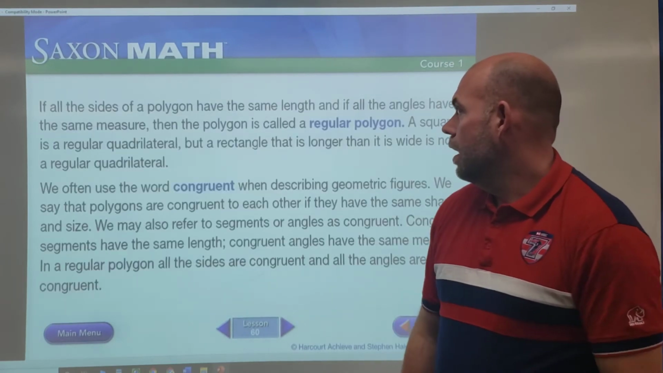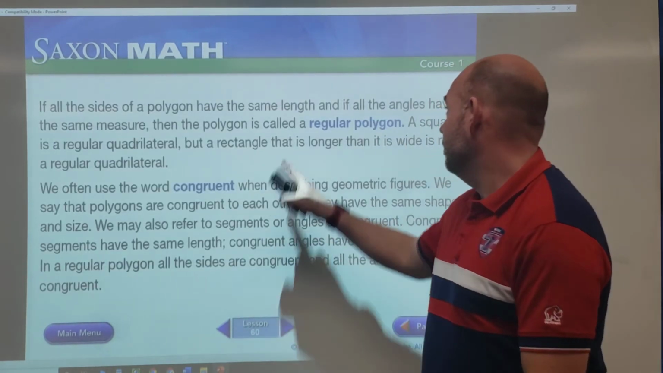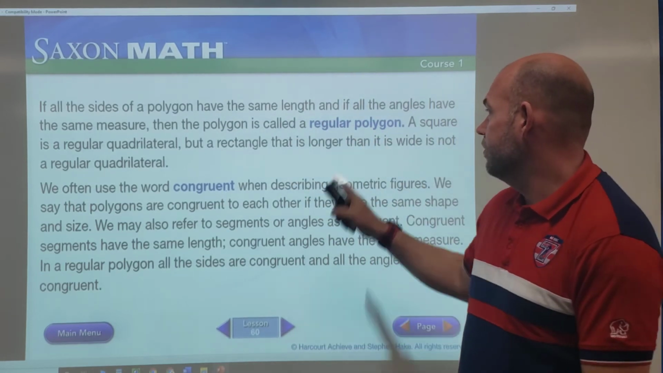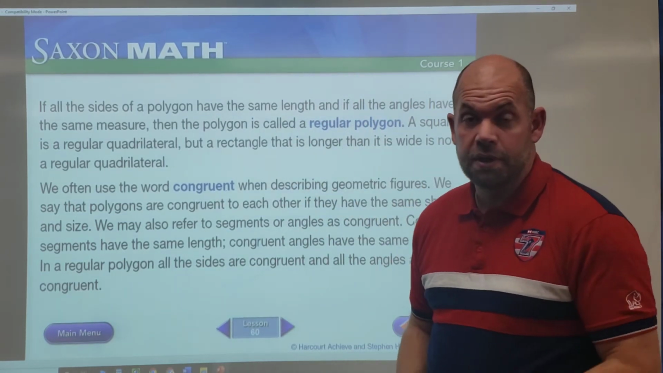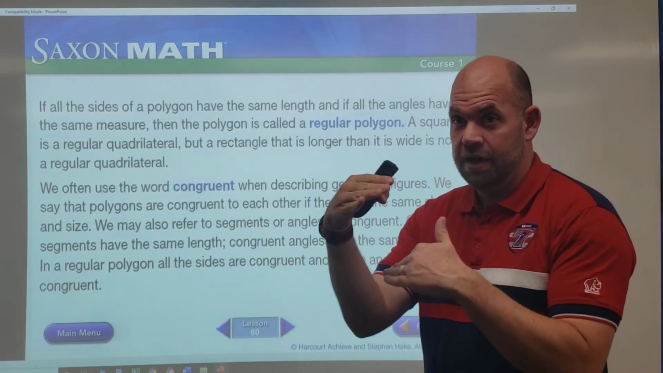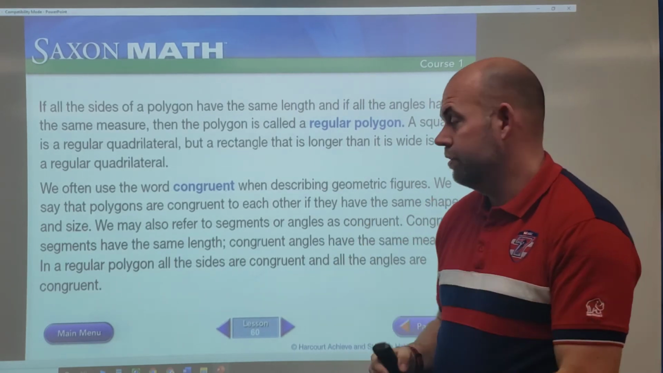Okay? If all the sides of a polygon have the same length and all the angles have the same measure, it's called a regular polygon. So a square would be a regular polygon. Same length for each side, and all the angles are the same.